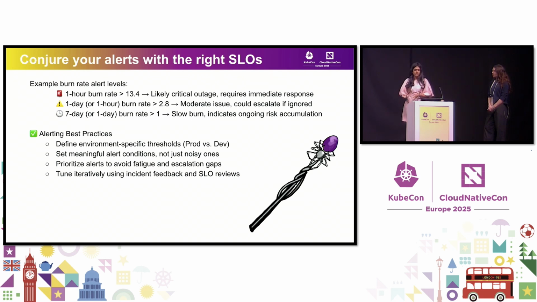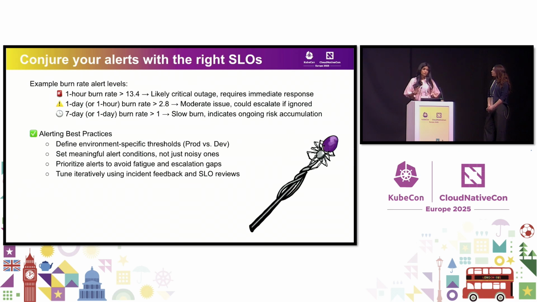And if your 7-day or 1-day burn rate exceeds 1, you're seeing a slow burn. Less urgent, but it might be a sign of ongoing degradation or even user-impacted behavior. The key is to match these thresholds to your environment. Don't treat your dev and prod the same. You want to surface high severity issues in production faster, but not drown in noise elsewhere.